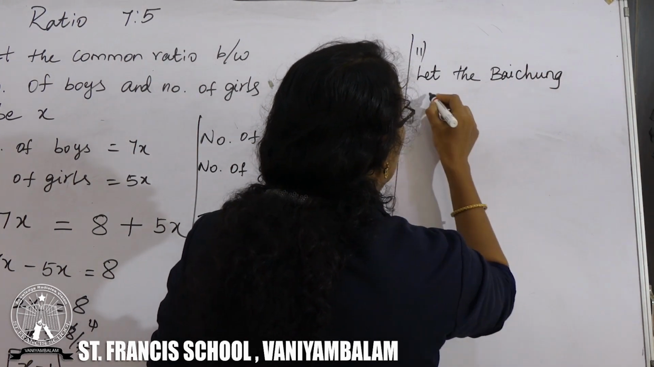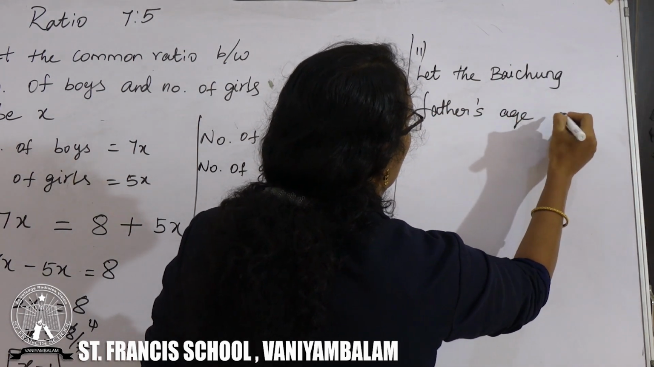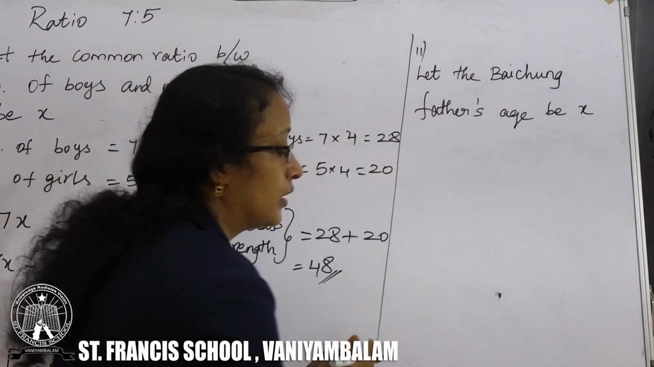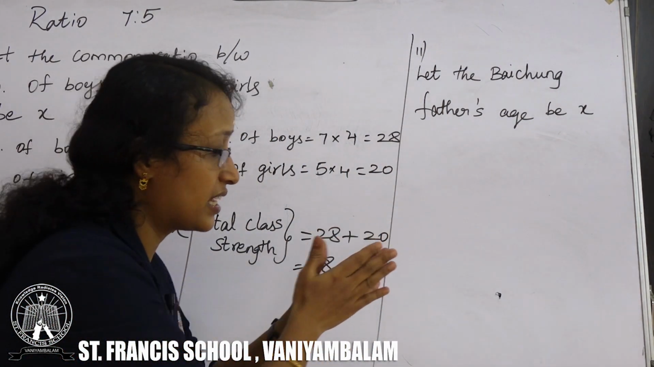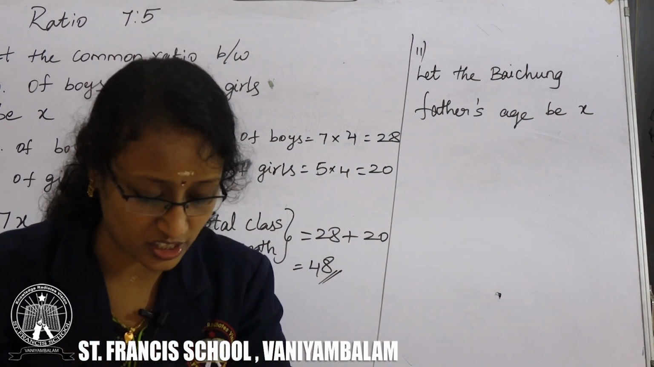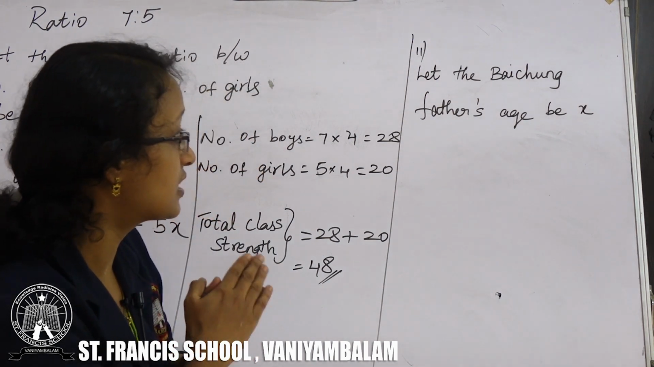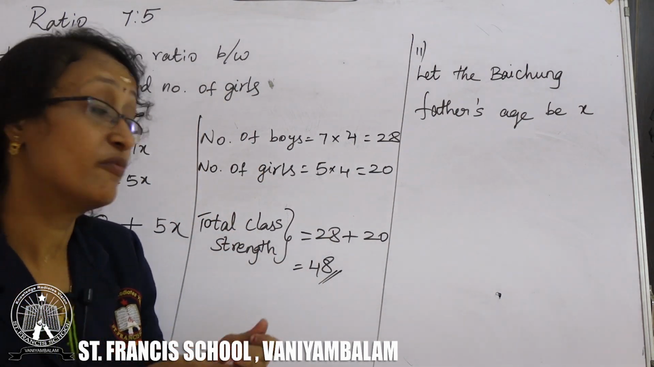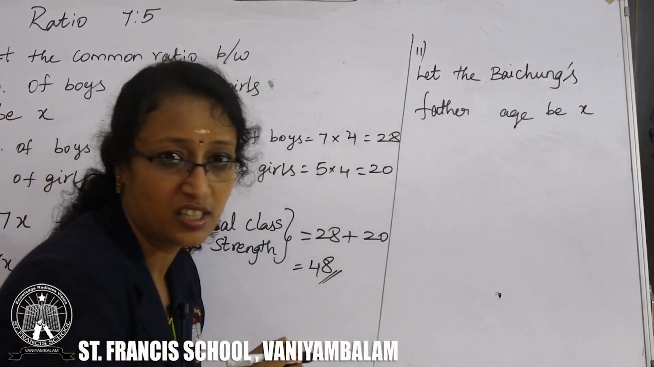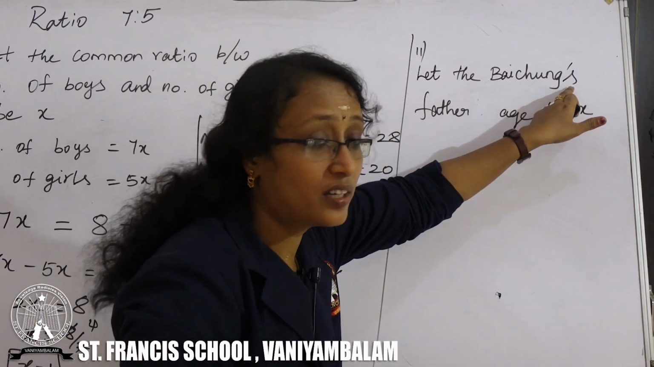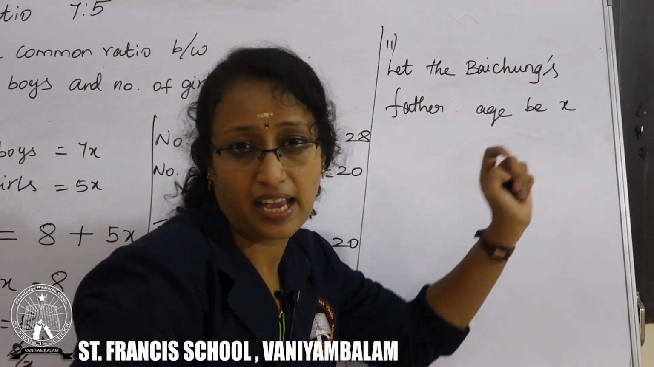So let us take Baichung's father's age be x. Now listen carefully, please understand the question. Not Baichung father's age. Here you have to write Baichung's father age, right? So you have to write apostrophe s here. So let Baichung's father age be x.